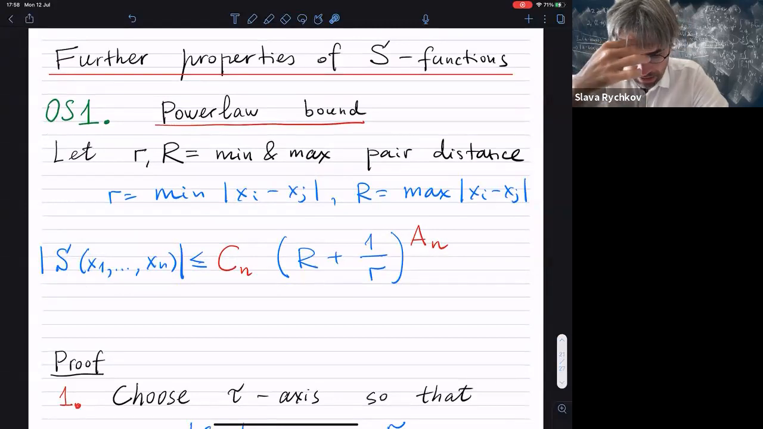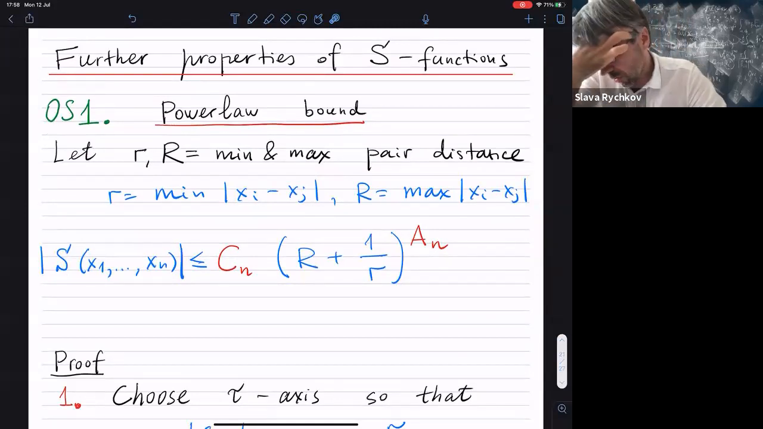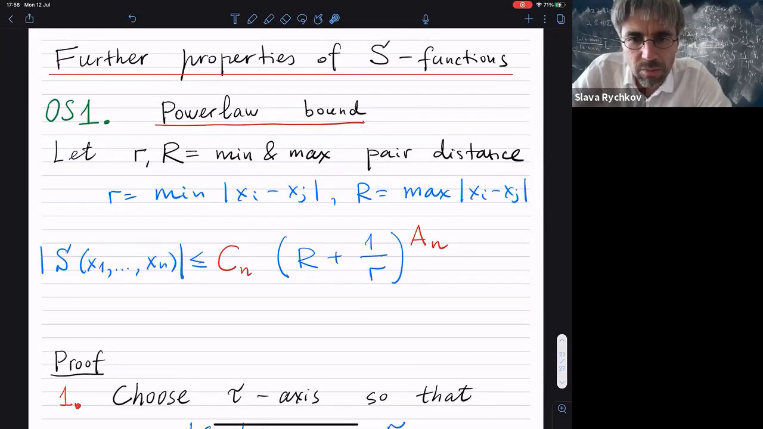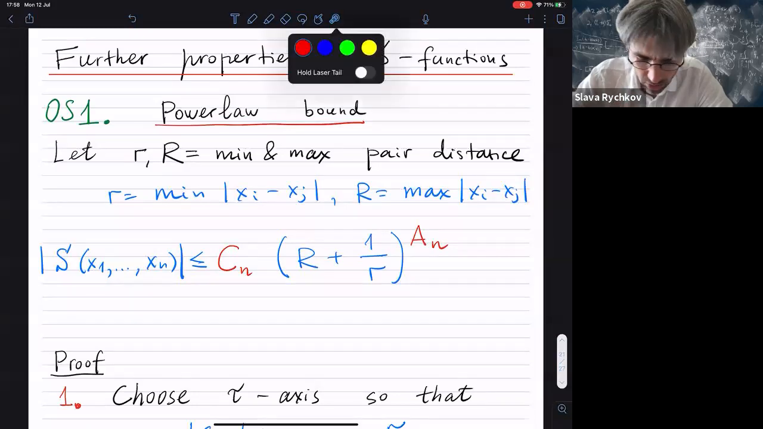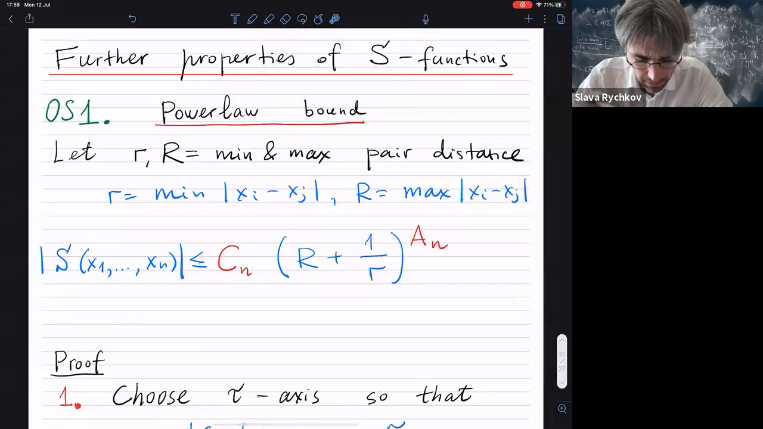So let me state some further properties of Schwinger functions. Here, I treated one theorem in detail, so let me treat other theorems without so much detail. One interesting property, and here I'm starting really to formulate them as axioms, is that the Schwinger function is power bounded. So what does this mean?